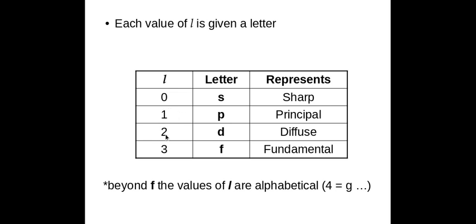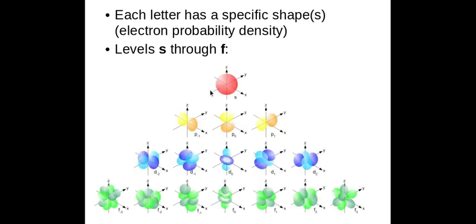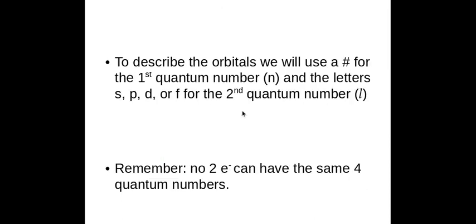When L was 2, we saw the orientations were -2, -1, 0, +1, and +2. Those are the options for the possible orientations when we look at the three-dimensional shapes of these orbitals. To describe the orbitals, we use a number for the first quantum number, the n value, and we use letters for the secondary quantum number, the L value: S, P, D, and F. That's pretty much as far as we will go; that covers the entire periodic table.